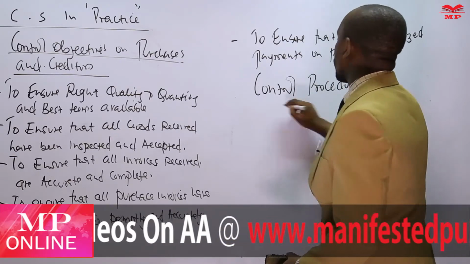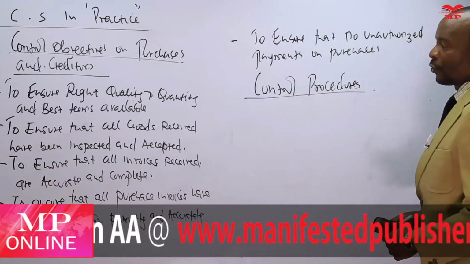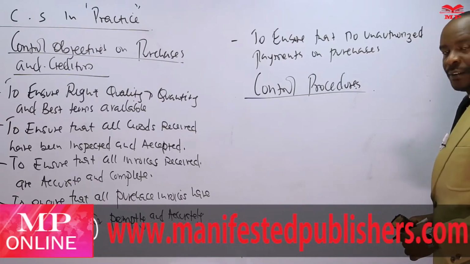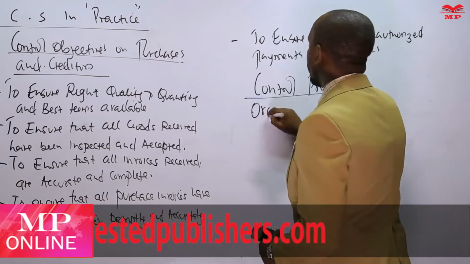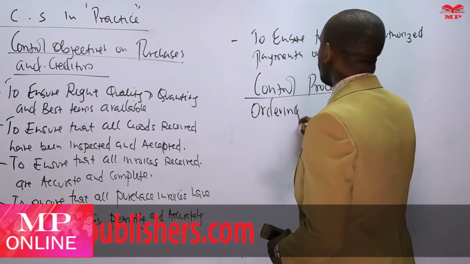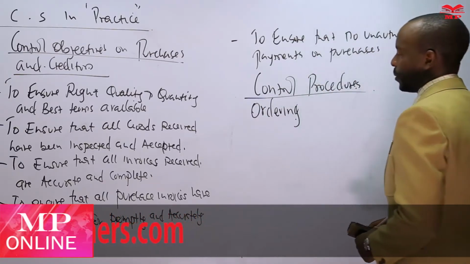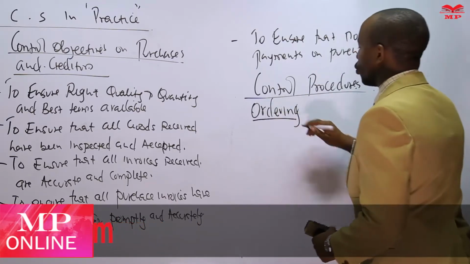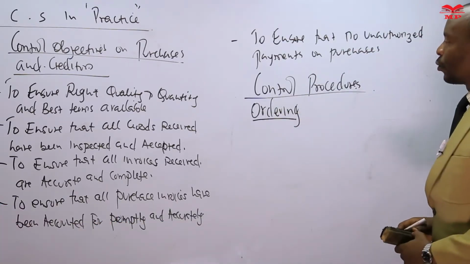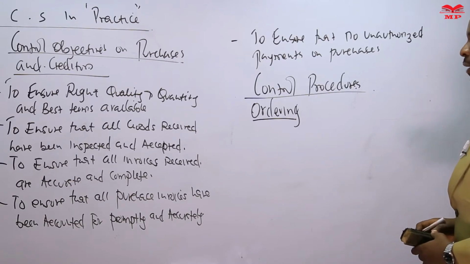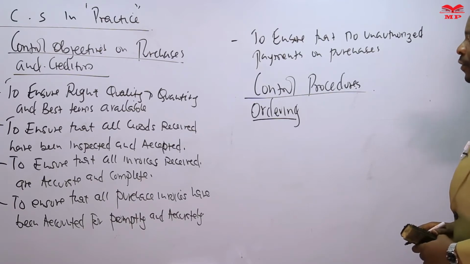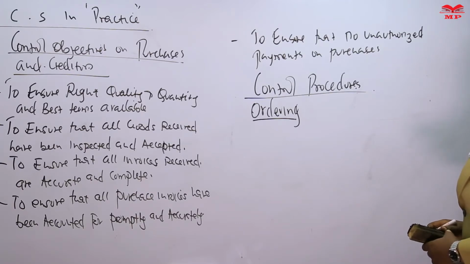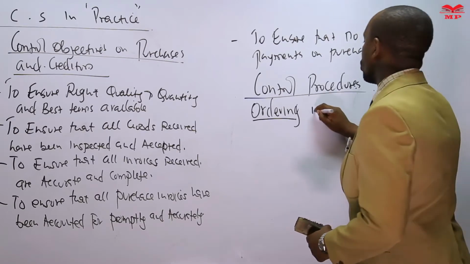The control procedures, again, are based on the main activity. The first activity that we have mentioned was ordering, and it was going together with requisitioning. So if you want to design control on ordering, then the controls should be specific to that particular area. For example, we must make sure that all orders made have been requisitioned using the right form and the right authority. So control number 1.